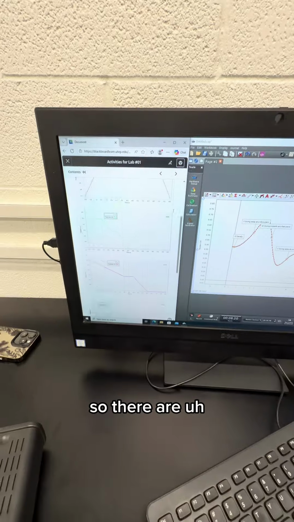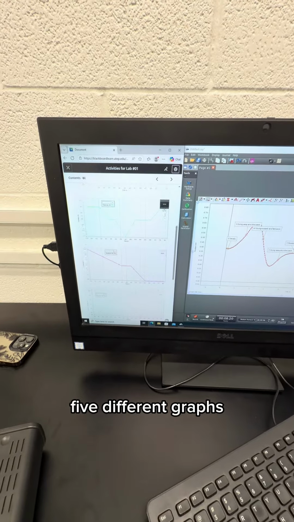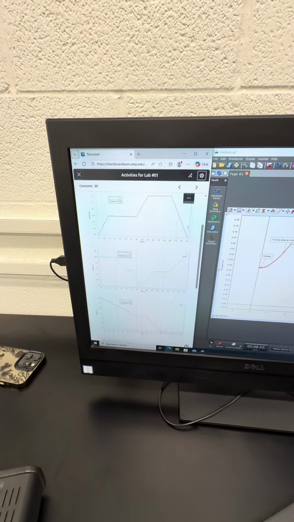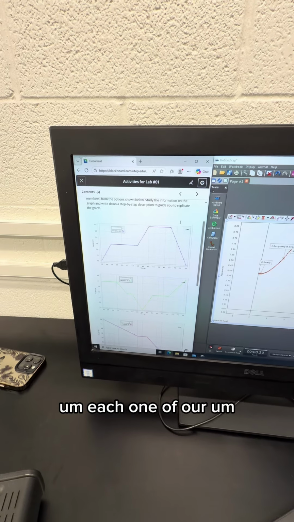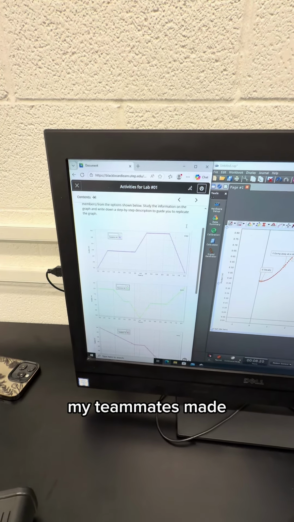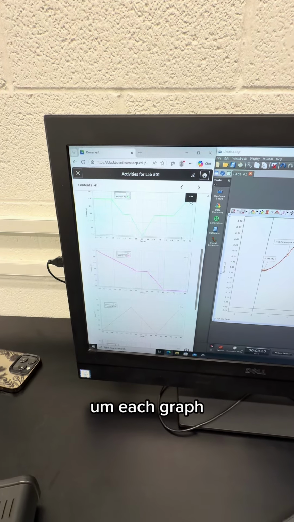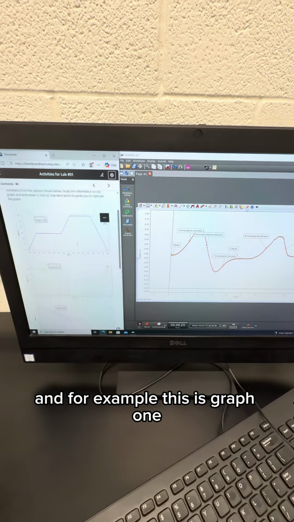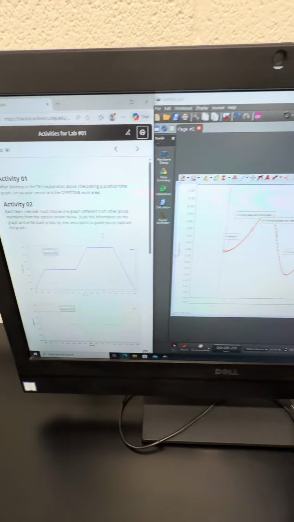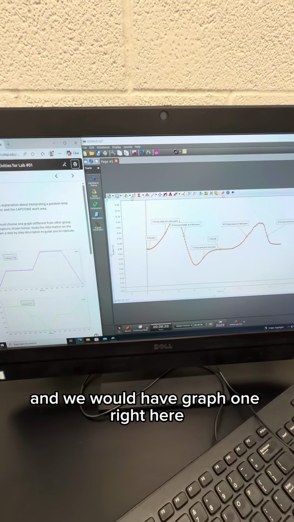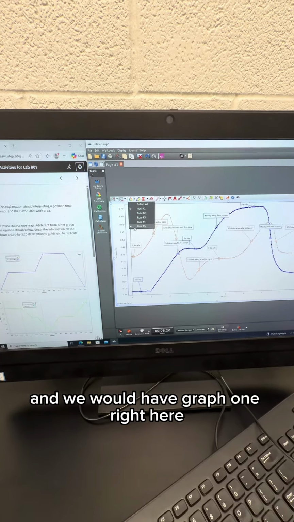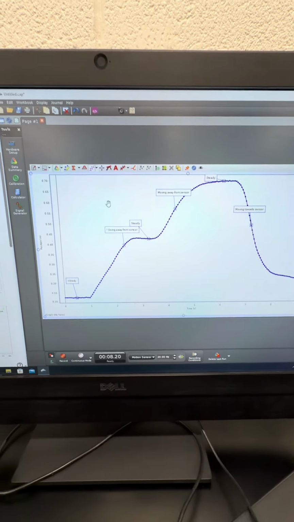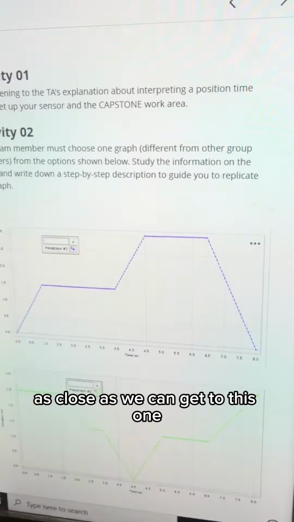So there are 5 different graphs that we had to complete. Each one of my teammates made each graph. For example, this is graph 1. And we would have graph 1 right here, as close as we can get to this one.